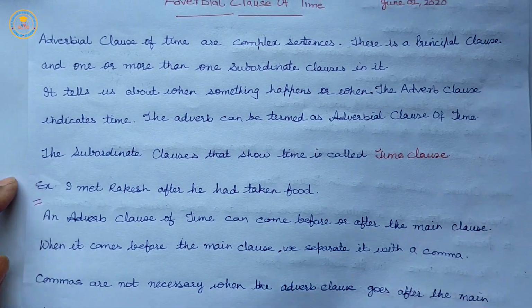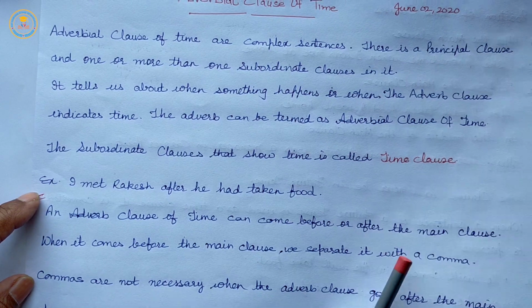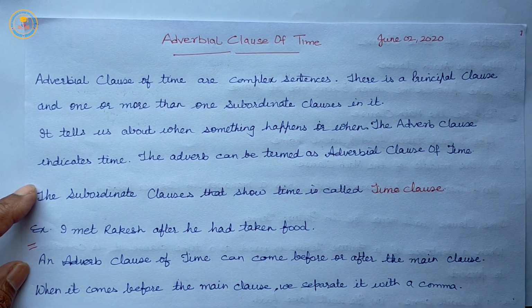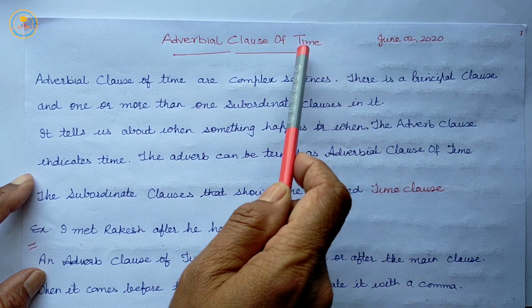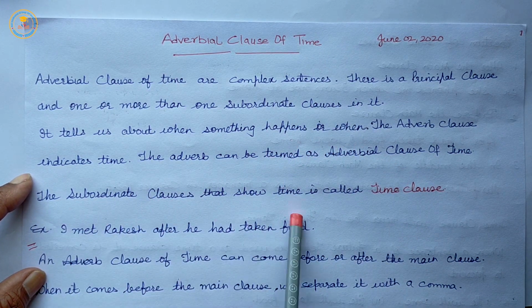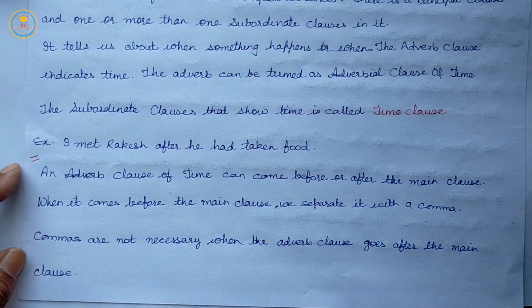The subordinate clauses that show time are called time clauses. So, adverbial clause of time. In an adverbial clause of time, the subordinate clauses that show time are called time clauses.